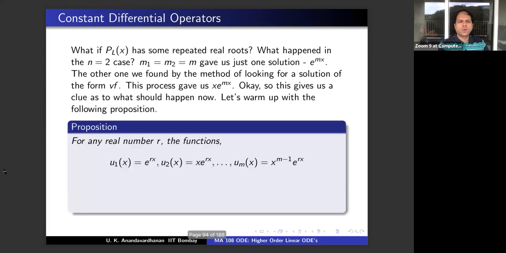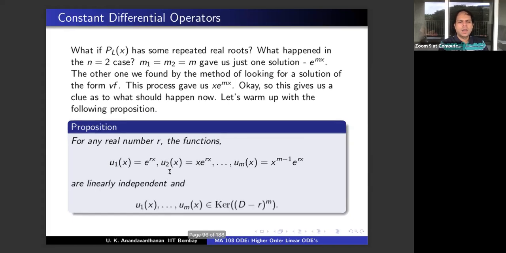So let's do the following. For any real number r, if you consider the functions e^(rx), x e^(rx), etc., x^(m-1) e^(rx), they are all linearly independent. And this is easy to check. The next observation is, these are all linearly independent as simple linear algebra. You can check. These all belong to the kernel of which operator? (D minus r)^m.